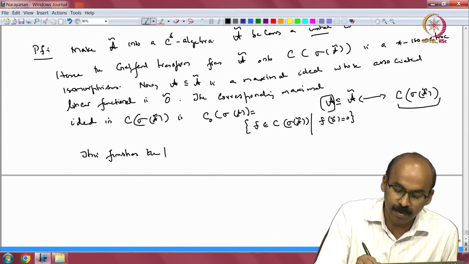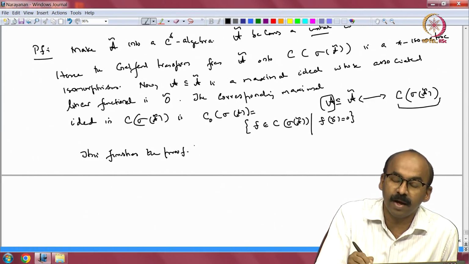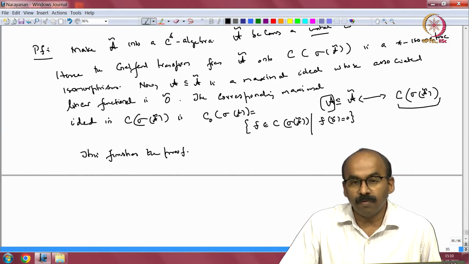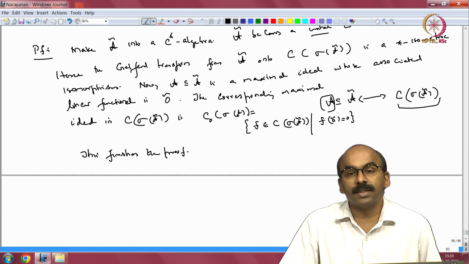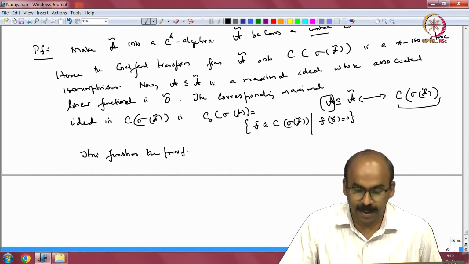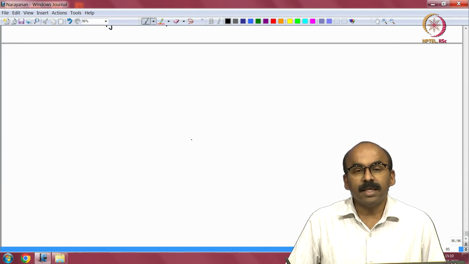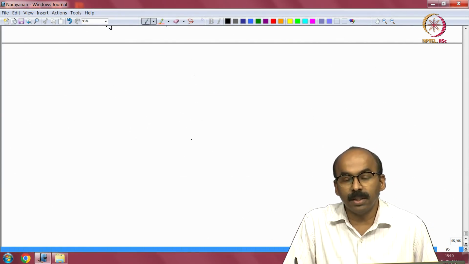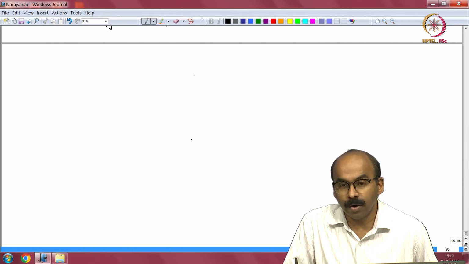This finishes the proof. So, the main point is to identify A, the maximal ideal, as the set of functions on the other side, as the set of functions vanishing at infinity. So, that finishes the proof of the Gelfand-Naimark theorem in both the unital and non-unital case.